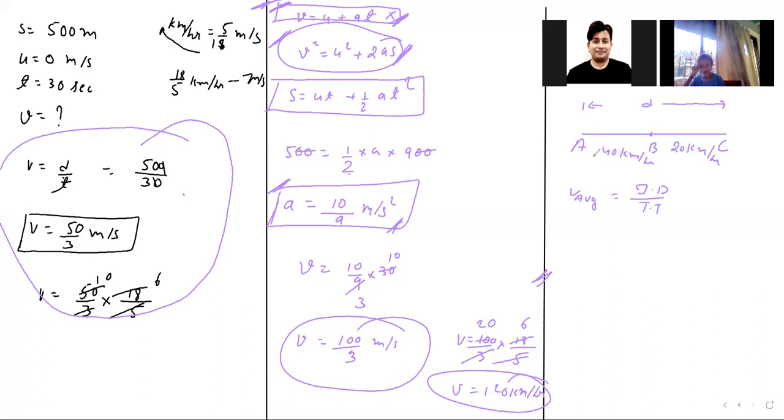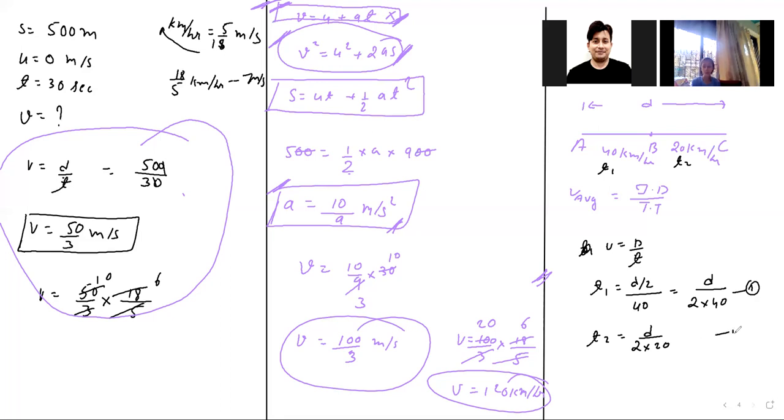We did this earlier. Now, it moves from A to B in time T1 and from B to C in time T2, because here it moves at 40 and here at 20, so the time is different. Velocity is distance upon time, so T1 is equal to D1, and the distance is half, so D by 2 upon 40. Similarly, T2 is equal to D by 2 into 20.